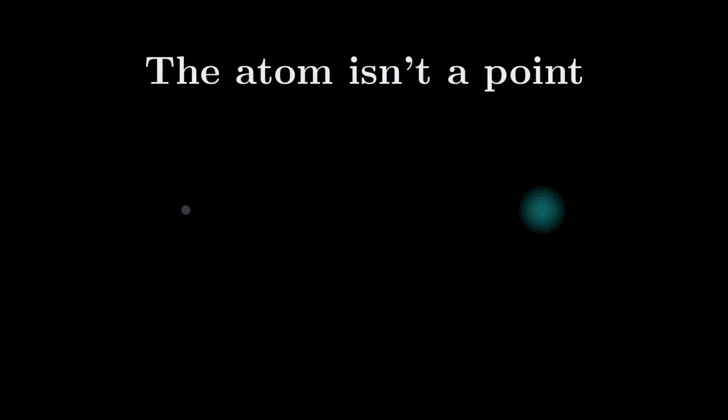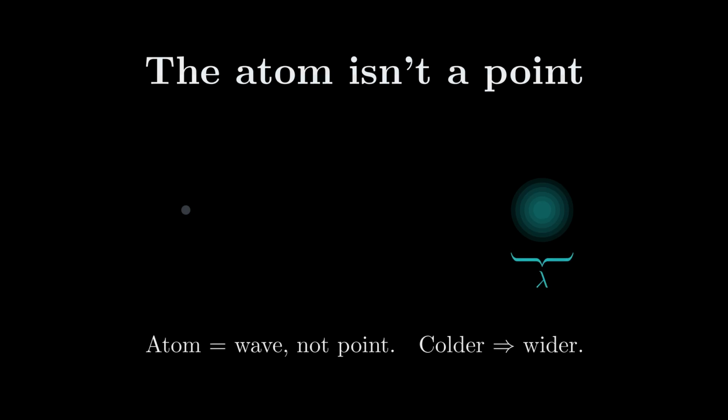An atom is a wave, a smear of probability with an actual width. Picture that width as a soft cloud. And here's the part that feels backwards. The colder and slower the atom, the longer its wavelength, the wider that cloud spreads. Cooling doesn't shrink an atom's quantum size. It grows it. Keep that close. It's the hinge the whole story turns on.